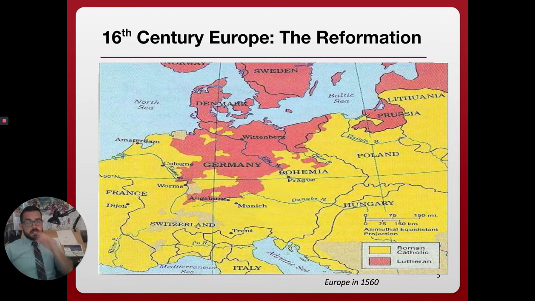Now, just looking at this map, if you were going to challenge the Catholic Church, just based off geography, why would you challenge it from the north? Take a look at the map. What do you think? Why would an uprising against the Catholic Church start in Northern Europe?